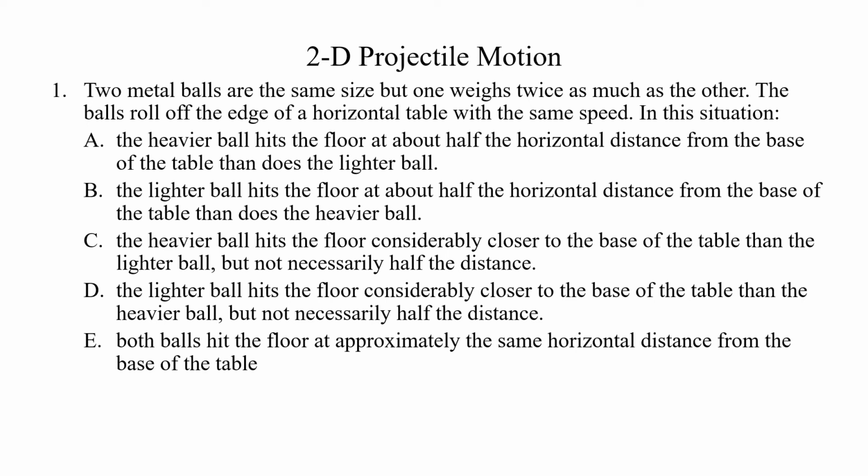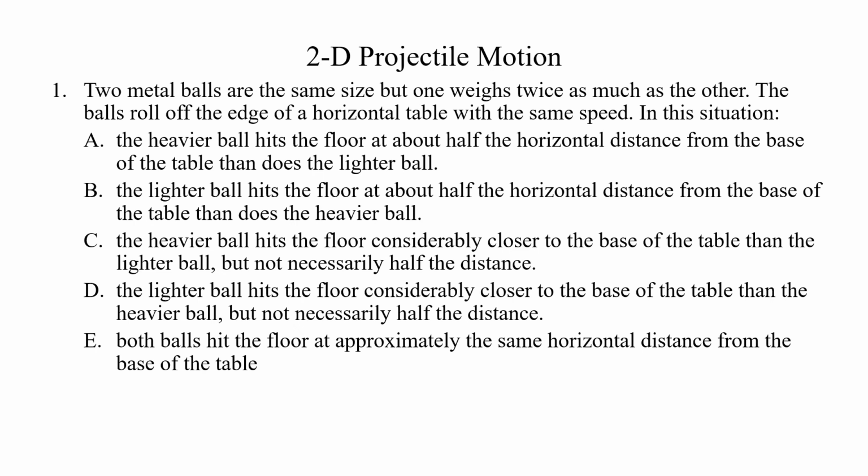B, the lighter ball hits the floor at about half the horizontal distance from the base of the table than the heavier ball. Or C, the heavier ball hits the floor considerably closer to the base of the table, but not necessarily half. D, the lighter ball hits the floor considerably closer to the base of the table than the heavier one, but not necessarily half. Or E, both balls hit the floor at approximately the same horizontal distance from the base of the table.